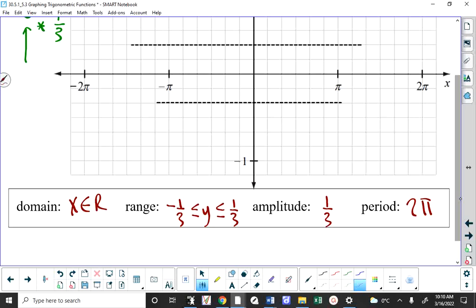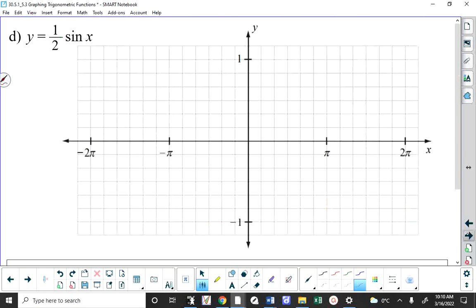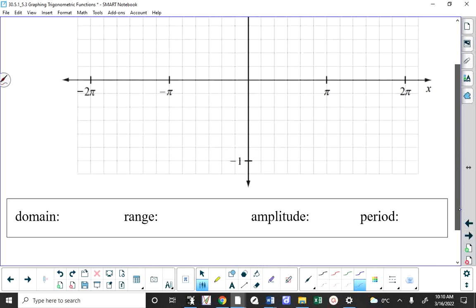So now I'm going to give you guys y equals 1/2 sine of x. I'll give you guys a minute or so to write in what the domain, range, amplitude, and period are. How many of you have already done it?